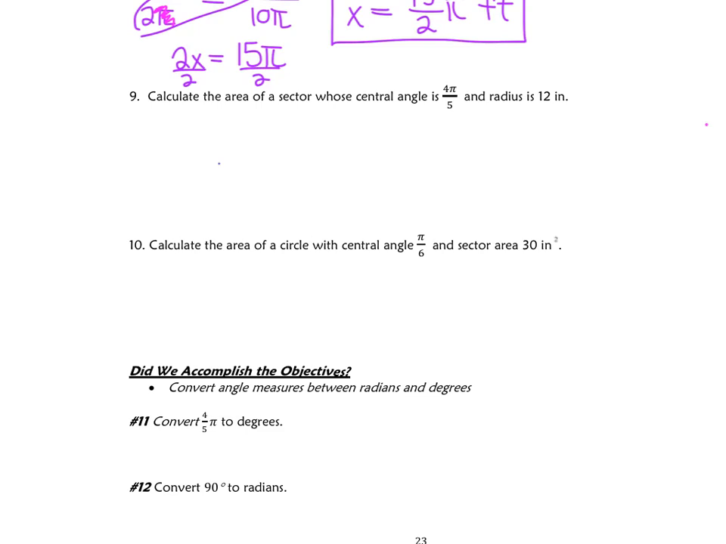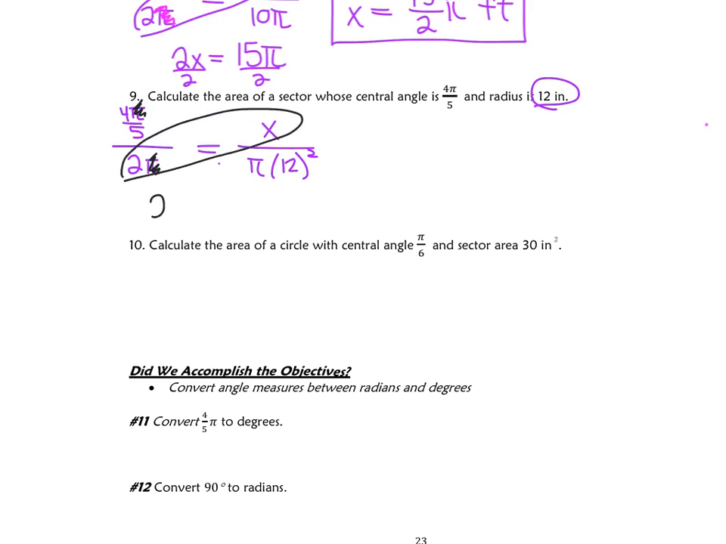So I'm still going to start off with writing out my proportion. The sector has a central angle, which is 4 pi over 5. This is always going to be over 2 pi. It has a radius of 12. We are looking for the area, so I'll call that x. The area of the circle is pi times r squared. You could write that right away as 144 pi, no problem. As always, the pi's go away, and now I'm going to cross multiply.